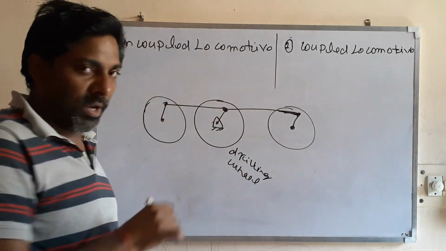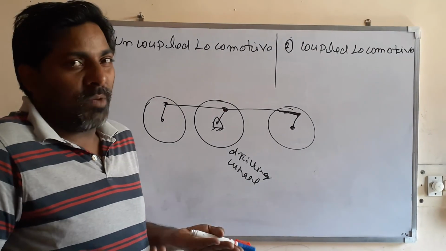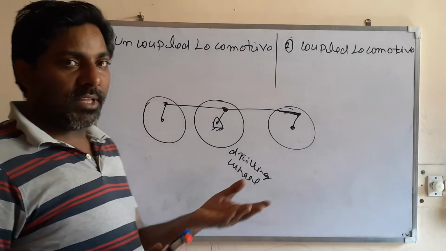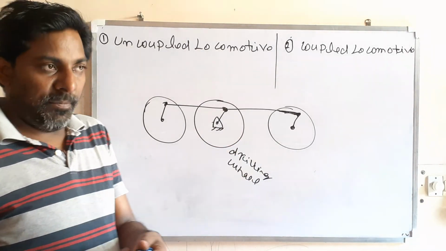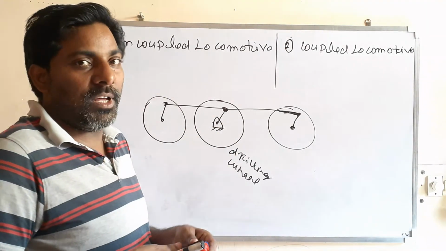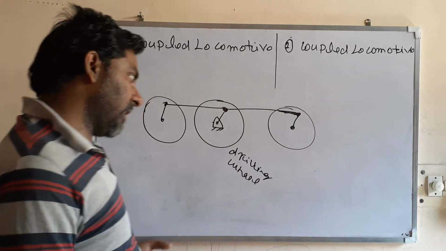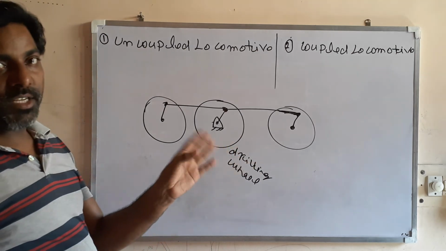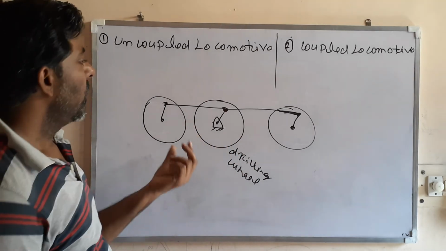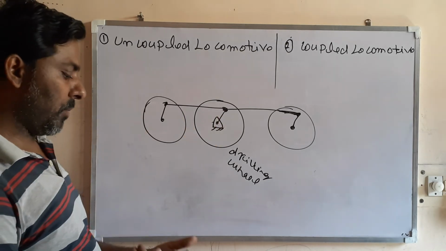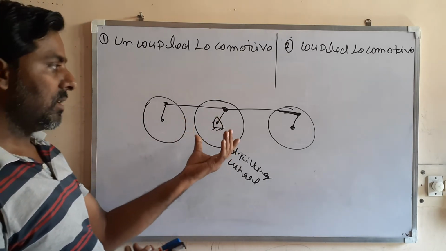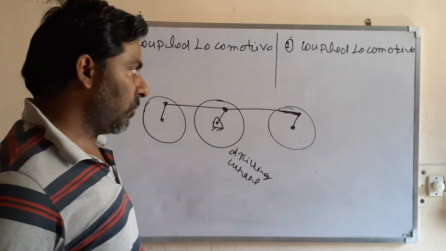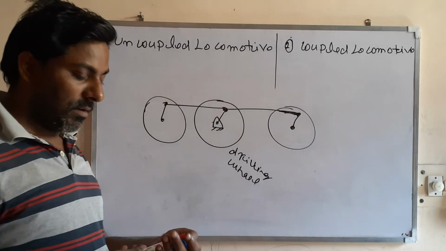So generally the coupled locomotive was used. Nowadays steam locomotives are not used, but this is our course, so we are studying this. Don't worry. Nowadays they are using diesel locomotives and electric locomotives. In an electric locomotive there is no problem, there is no reciprocating part, so no problem of balancing. But for diesel you have to balance, because there is a reciprocating engine. So this is the coupled locomotive. Generally the coupled locomotive was used because you can balance it easily, and that balancing is very beneficial.